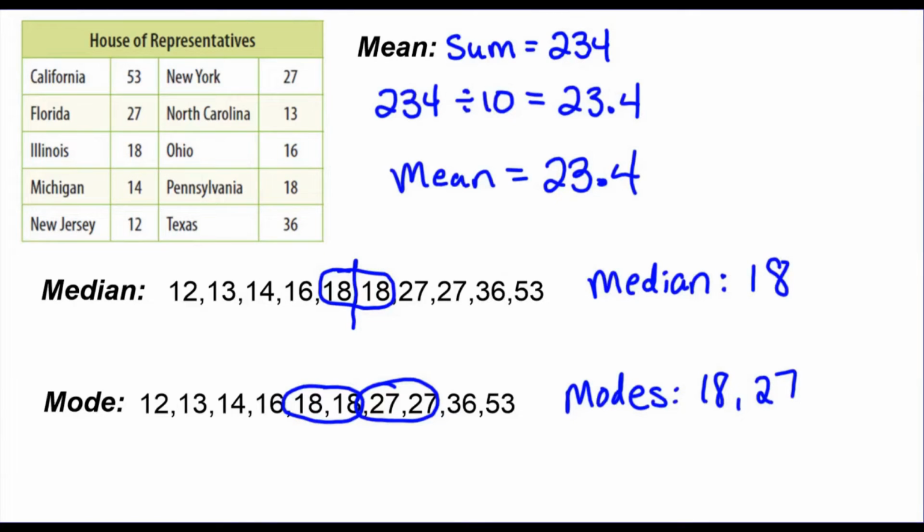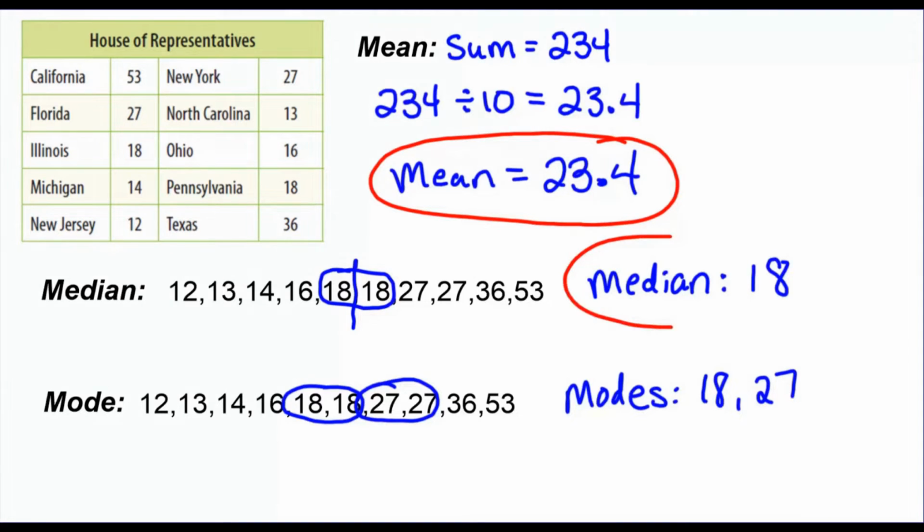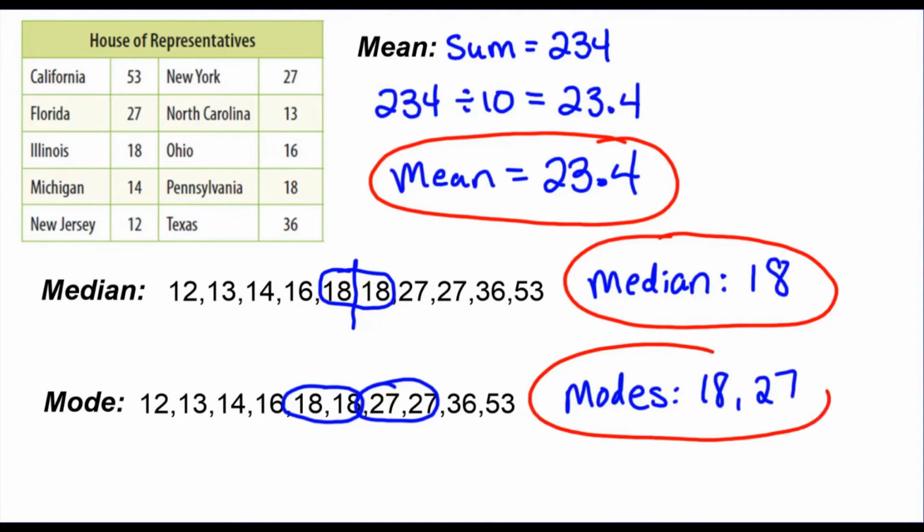So all three of these numbers give us an idea of what a typical state has for its number of representatives. Now they're all maybe just slightly different, but they all serve a different purpose, and we can use them in different ways.